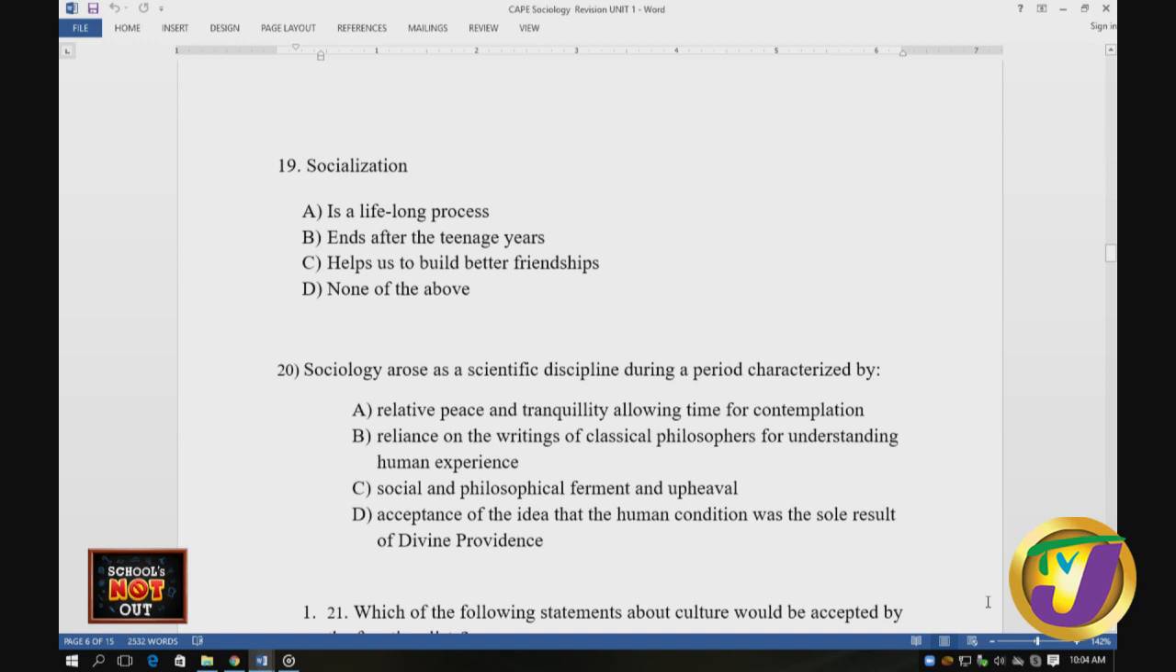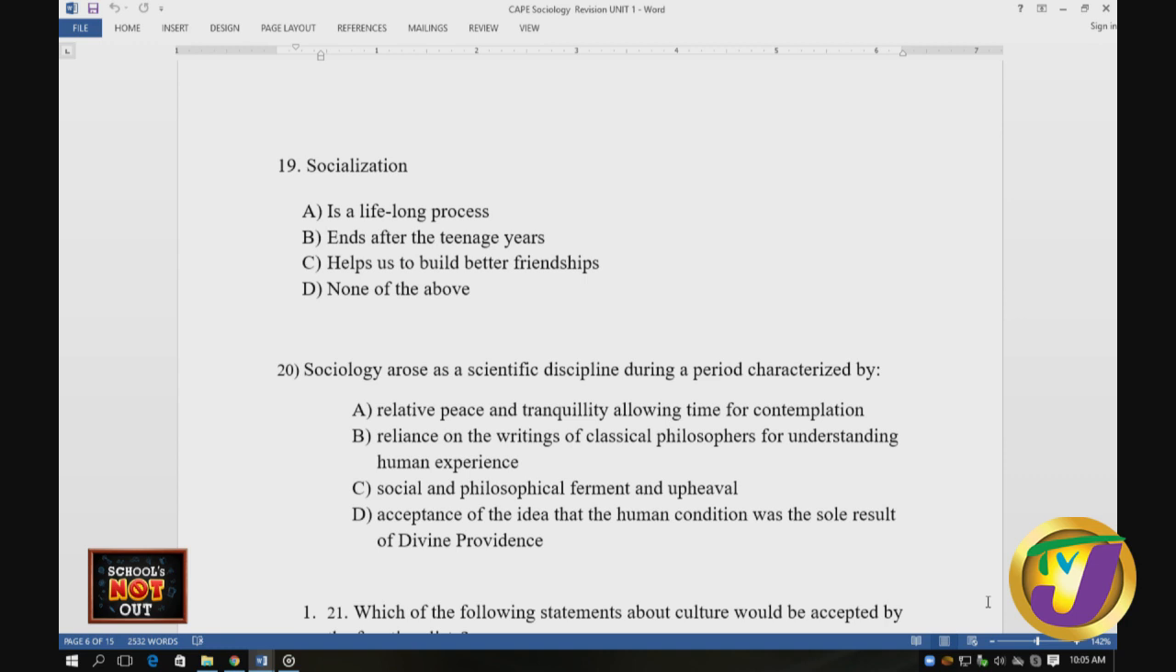Help us to build better friendship. It should, but it's not really why the question was asked. Because, for example, you may have better friendship if you are properly socialized. But how do we decide what is proper socialization and whose socialization, mine or yours? None of the above. So it is a lifelong process. So socialization is a lifelong process.